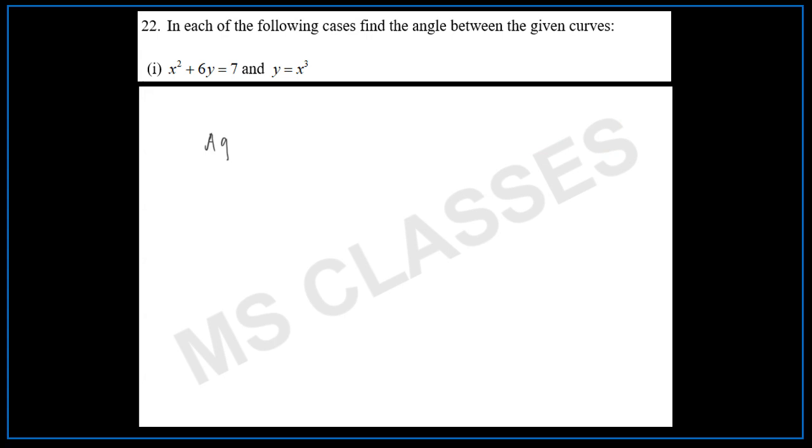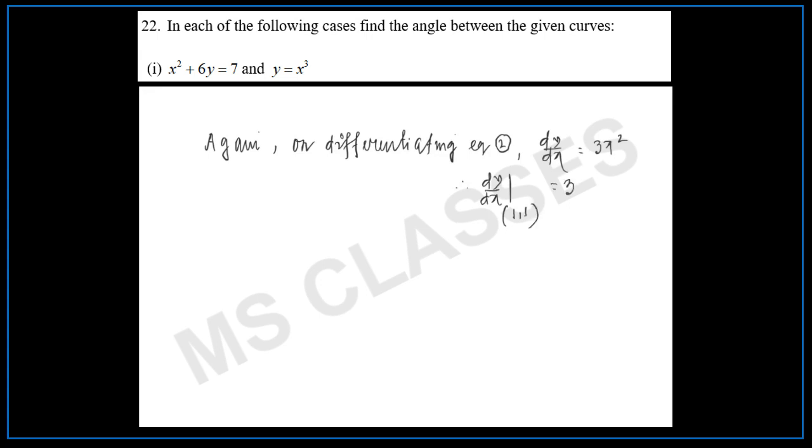Again, on differentiating equation 2, we get dy/dx equal to 3x squared. Now we have to find at the point 1 comma 1. So we get dy/dx at 1 comma 1 as slope 3. So this we mark as equation 4.